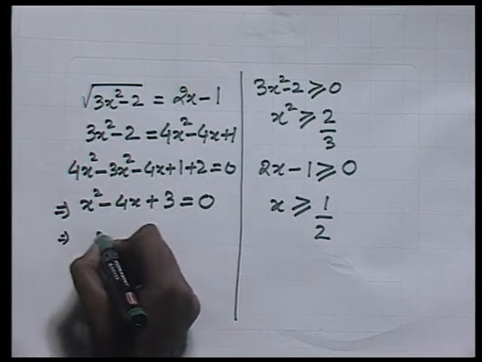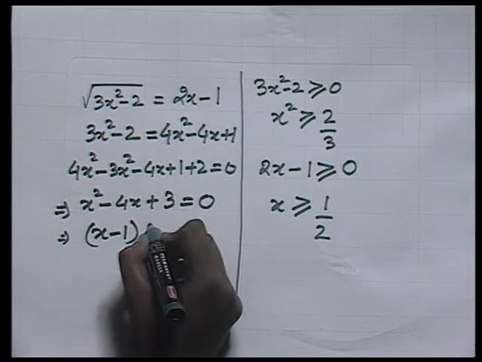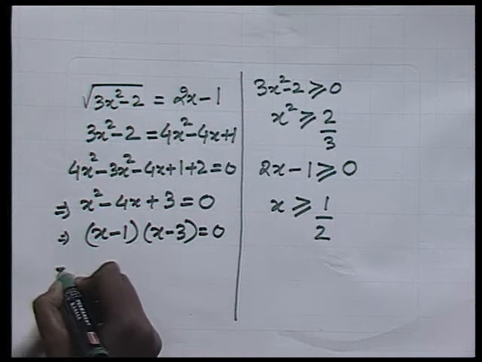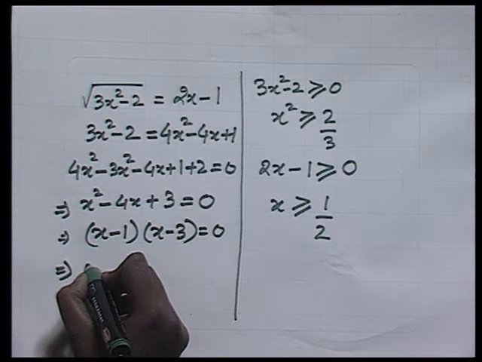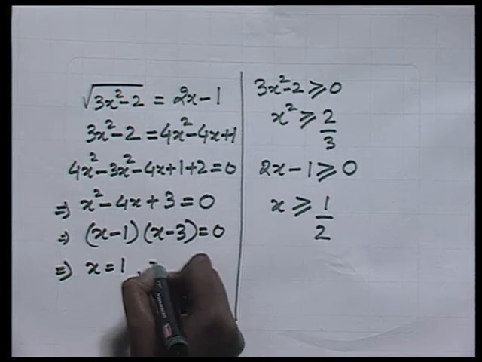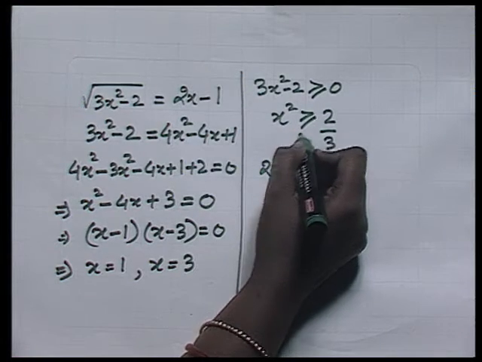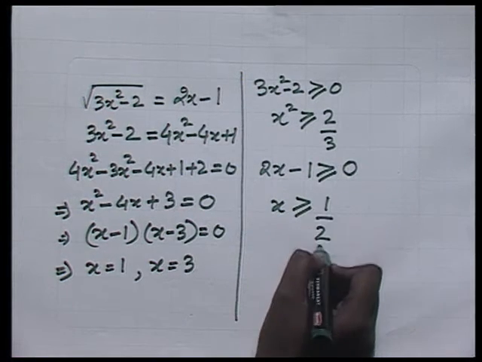Now this equation is of quadratic form, and we know how to solve a quadratic equation of this form. The factors of this equation will be x minus 1 into x minus 3 equal to 0, and hence the solutions of this equation will be x is equal to 1 and x is equal to 3. But do these values of x satisfy our conditions x square greater than or equal to 2 by 3 and x greater than or equal to half?